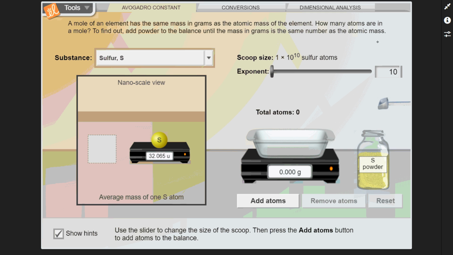And if you look at your colored periodic table, you'll notice that the mass is 32.07. It's rounded to 2 decimal places. So here we have a little bit of extra information. But nonetheless, this mass is incredibly tiny.